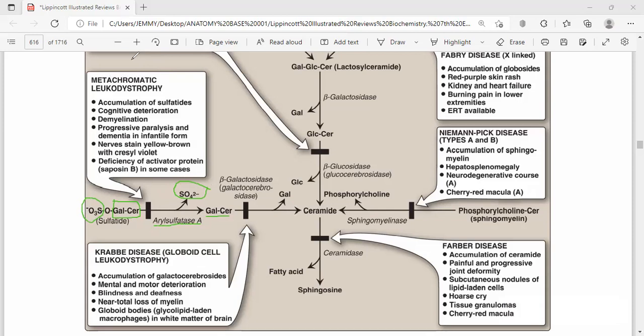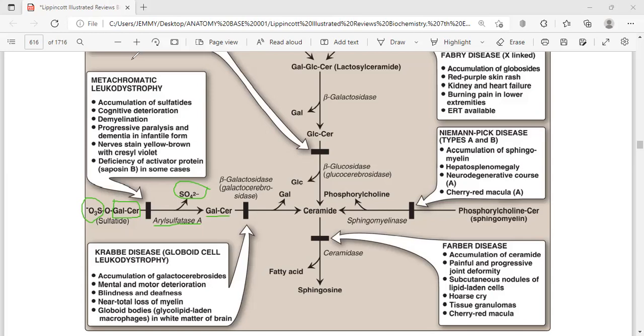Accumulation of sulfatide will lead to cognitive deterioration, demyelination. You can imagine if your axons are demyelinated, the action potentials will be moving very slowly there. Progressive paralysis due to that demyelination, dementia in infantile form. You know, dementia is normal in old people, but imagine you are 10 years and you already have dementia. That is bad. Also, the nerves will be staining yellow brown in cresyl violet.